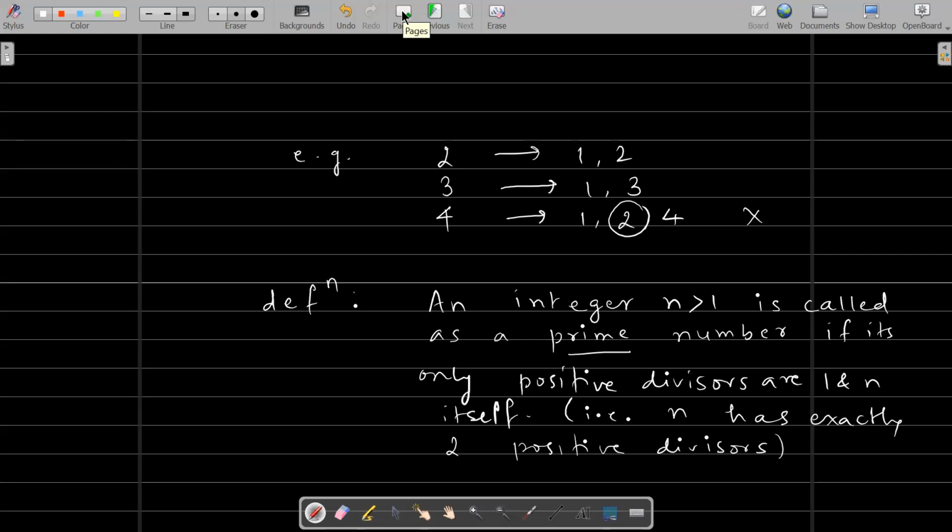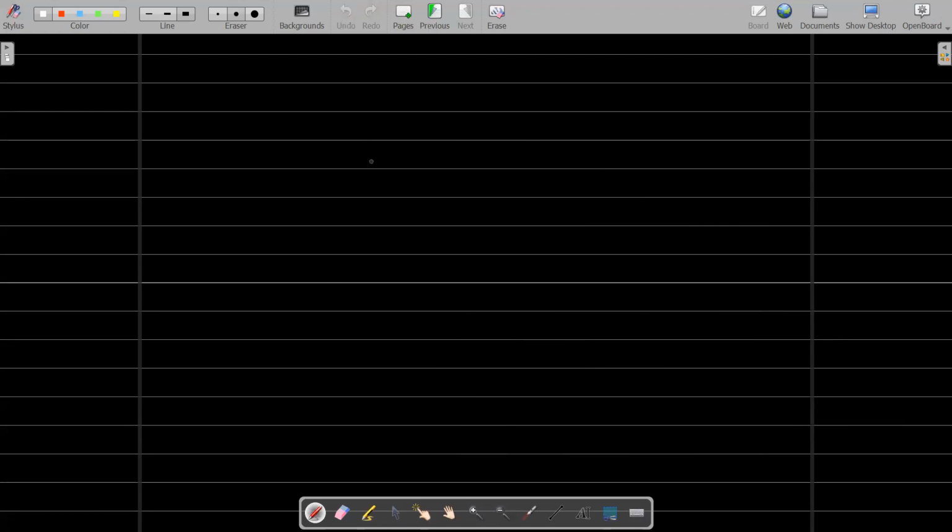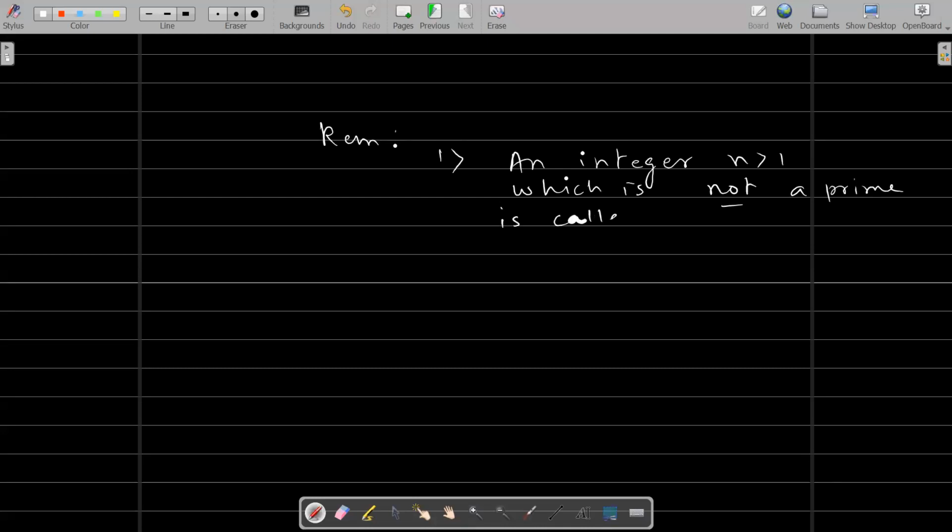Can I go ahead? Let's say remarks. An integer n greater than 1 which is not a prime is called a composite number.